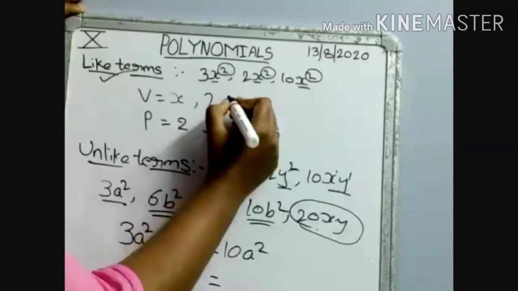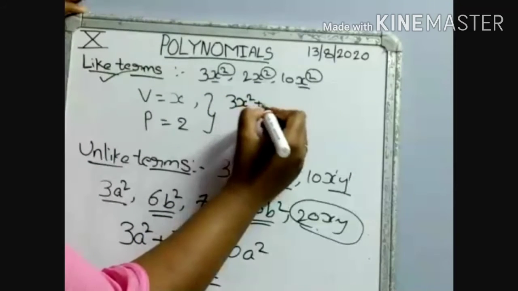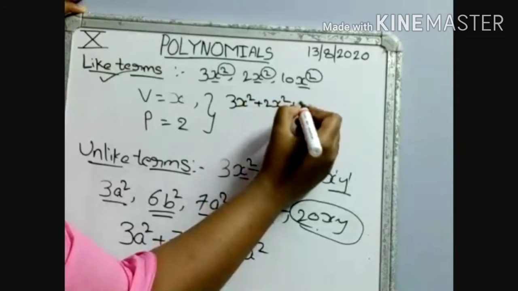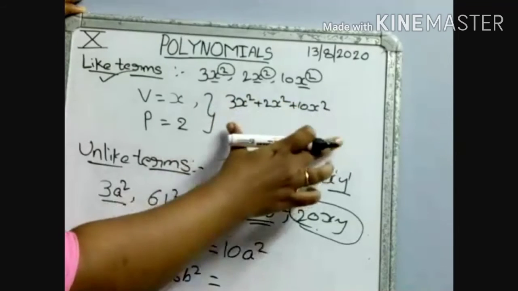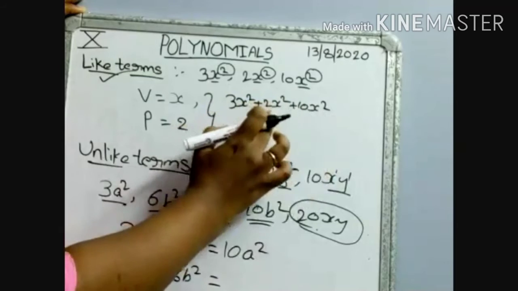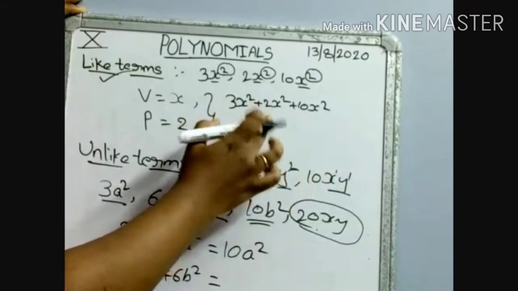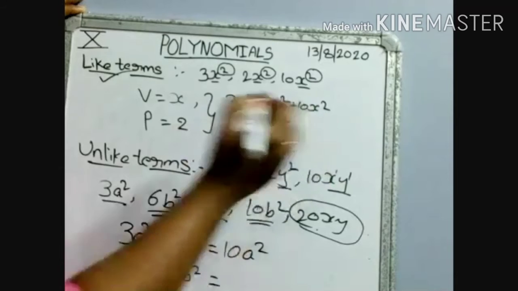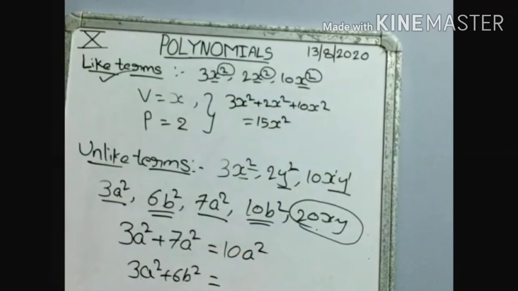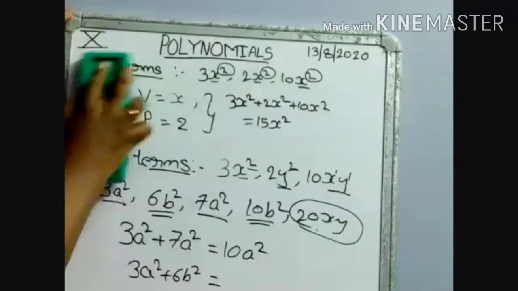See here, 3x square plus 2x square plus 10x square. Here x square, x square, x square, all are x square only. So we can add the numbers: 10 plus 2 is 12, 12 plus 3 is 15. So the answer is 15x square. Okay, ma'am? I think all of you got clarity. See, next one we will go.